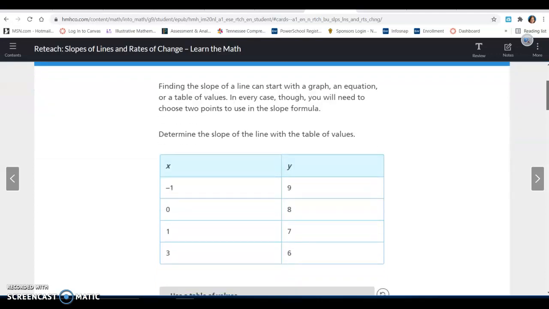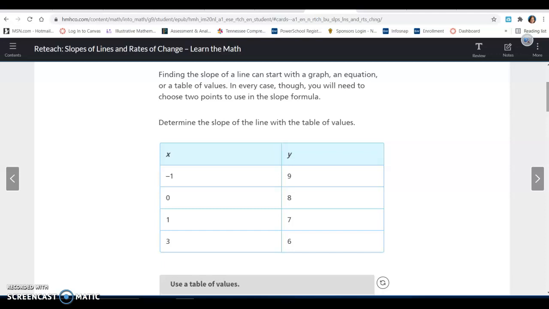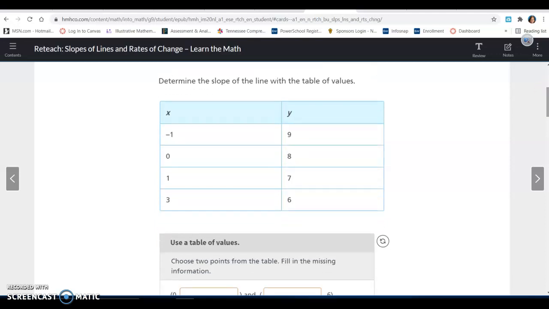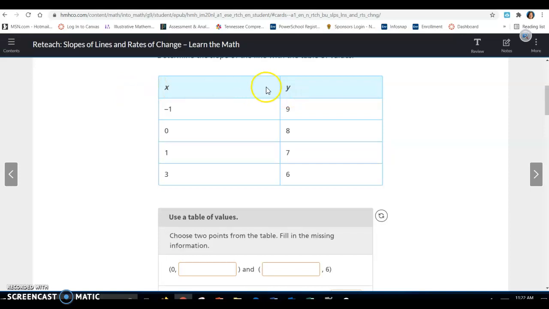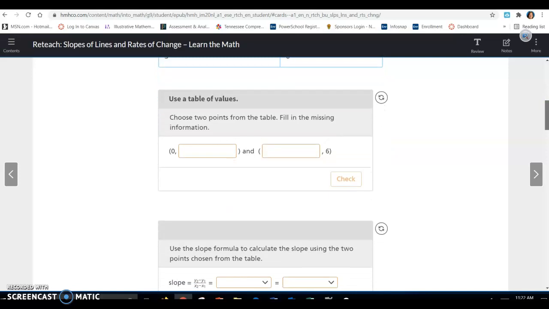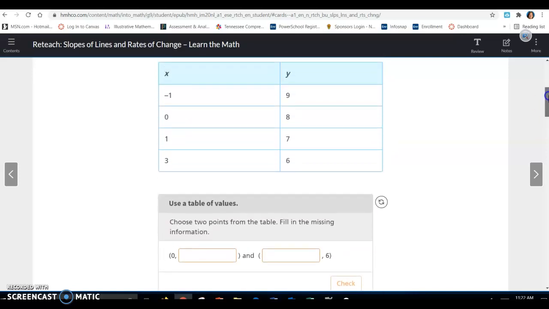Finding the slope of a line can start with a graph, an equation, or a table of values. In every case, you will need to choose 2 points to use in the slope formula. It says determine the slope of a line with the table of values. They give us x's and y's, so they're giving us ordered pairs: -1, 9; 0, 8; 1, 7; 3, 6. We can use any of those for the formula. It says choose 2 points from the table, fill in the missing information.